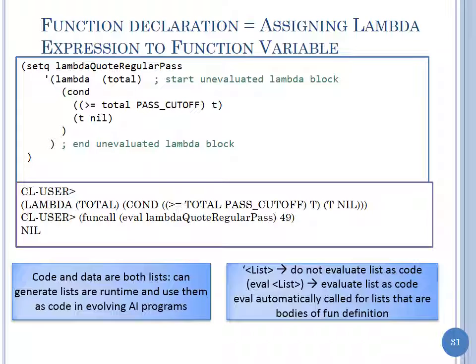What is the second line of the output? The first line is saying that setq was assigned some value, right? So the first line will always return the value that was assigned. The value that was assigned was the lambda function. Then in the second line, I say funcall eval lambda quote regular pass 49. So I'm actually calling the function using some awkward syntax, and that is the answer I got, and it's nil, because 49 is not pass. So in one case I'm defining the function, in the other case I'm calling the function in a very awkward way. That's why defun is the more intuitive way to do so. But this is just showing you what's going on underneath and showing you the uniformity aspect.